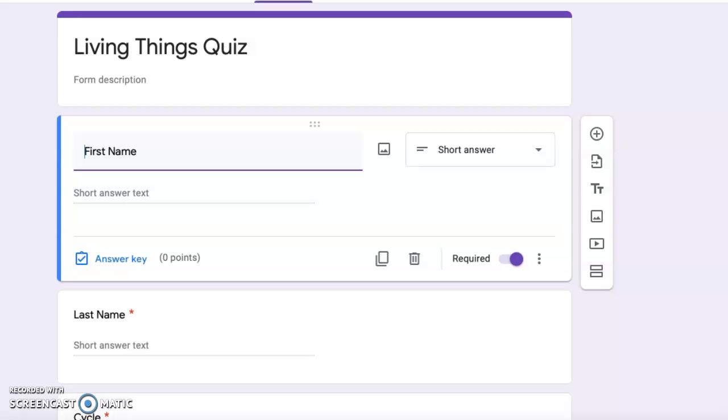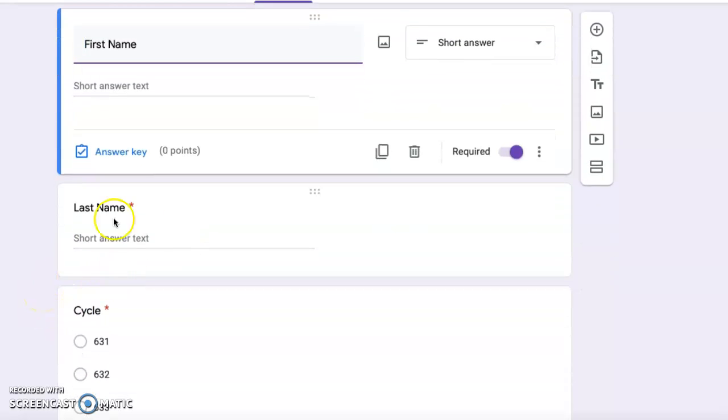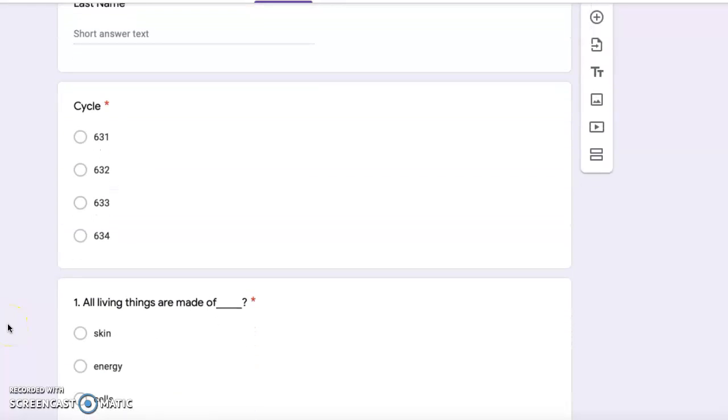Living Things quiz. First, type your first name in the box here. Next, type your last name in the box here. Now you will select your cycle number.